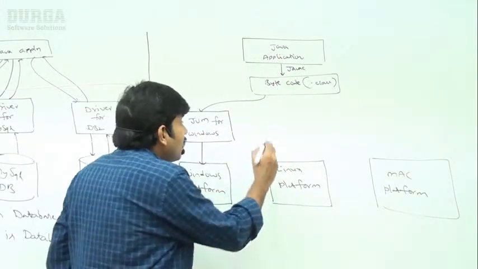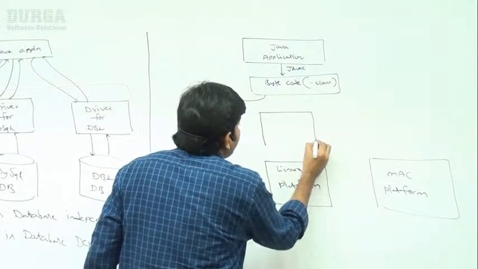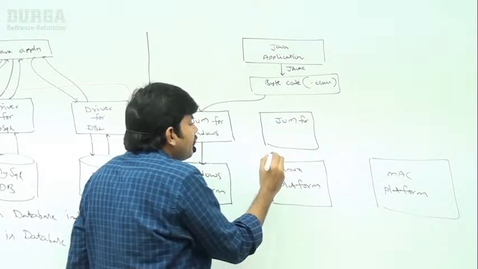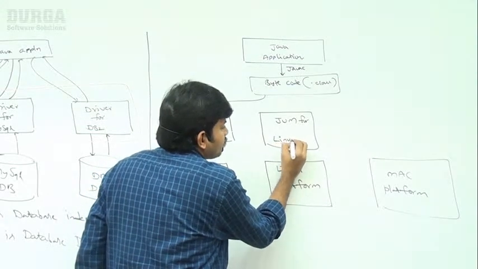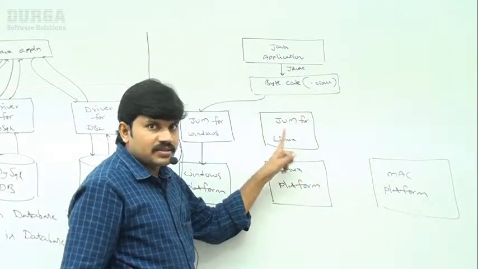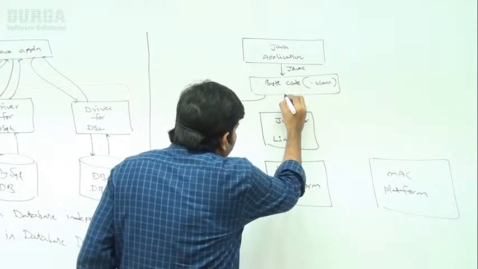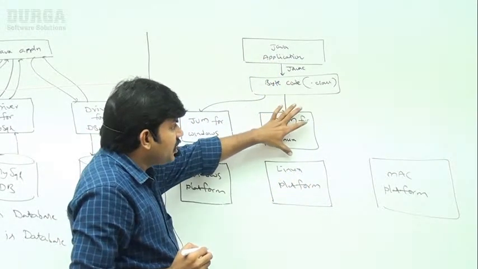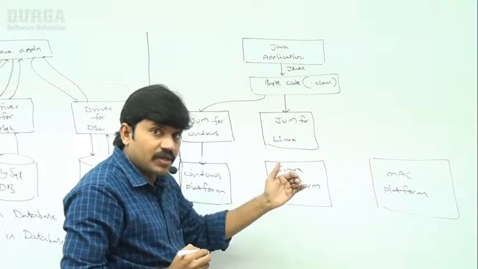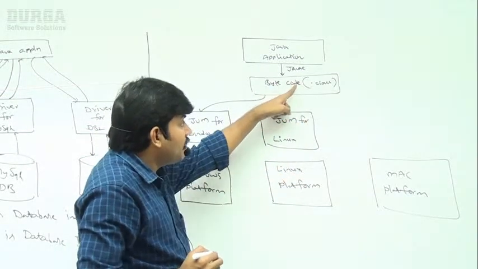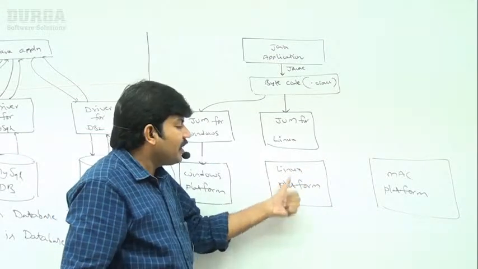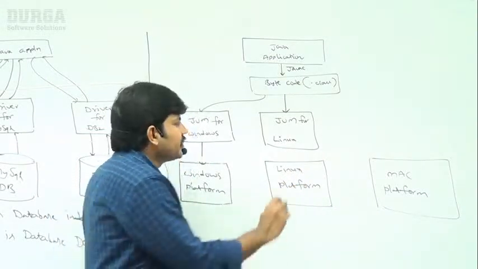What do we have to do, sir? We require JVM for Linux. Remember. Now, just observe that: this JVM for Linux converts this machine independent bytecode into Linux specific code. Now the Linux machine can understand and execute that.